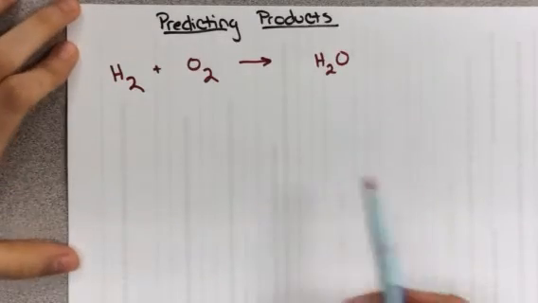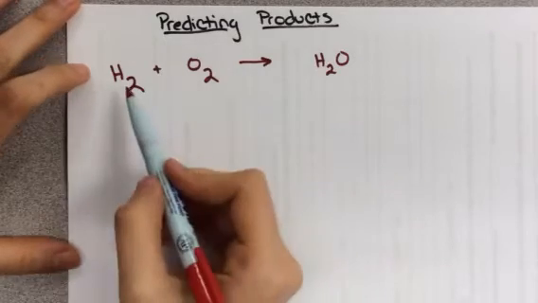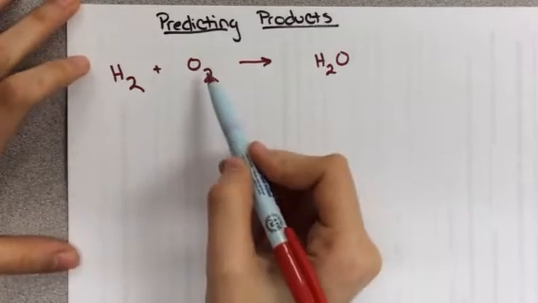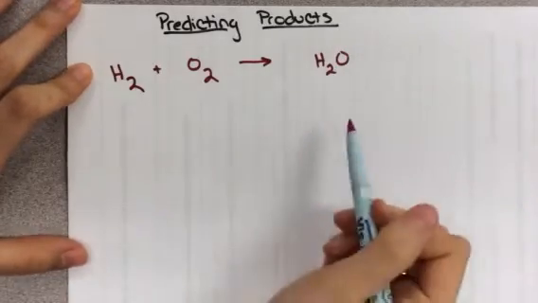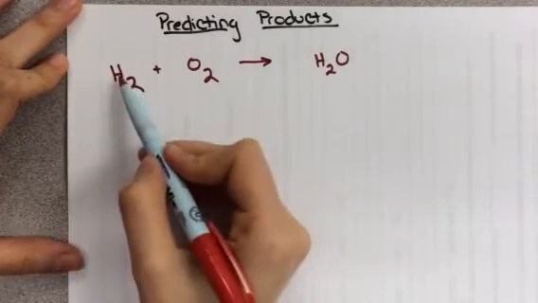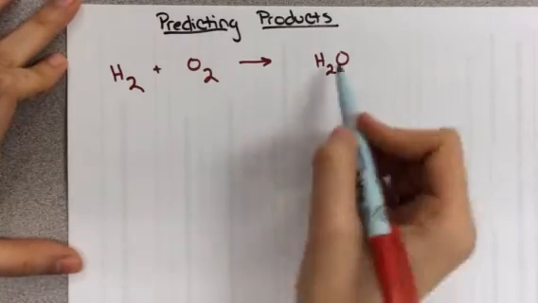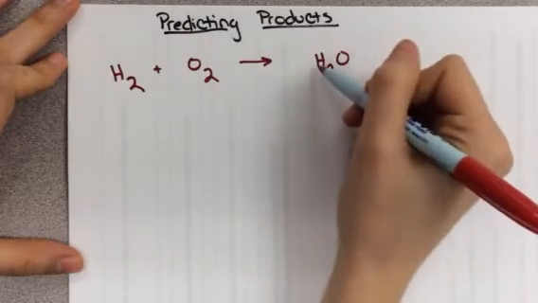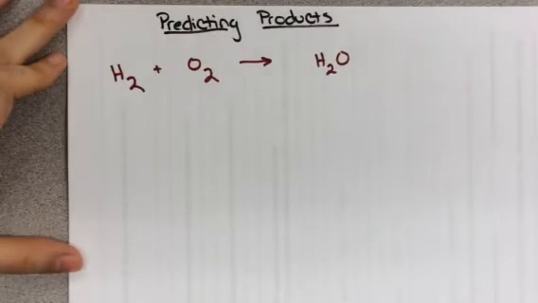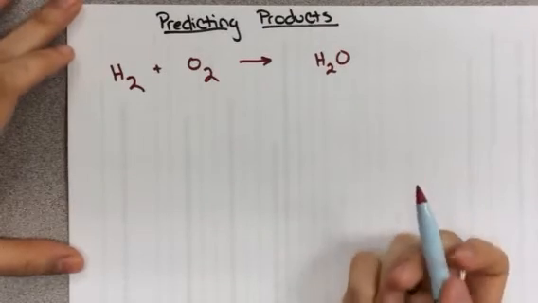Now let's look at how to predict products. The first one we'll look at is a synthesis reaction. Here you have hydrogen gas and you have oxygen gas, and we know that it's going to make water. How do we know it's going to make water? Well, we know that hydrogen and oxygen are both nonmetals. Therefore, when they combine, you have to consider that oxygen wants to make 2 bonds, hydrogen wants to make 1. So oxygen is going to bond to 2 hydrogens.